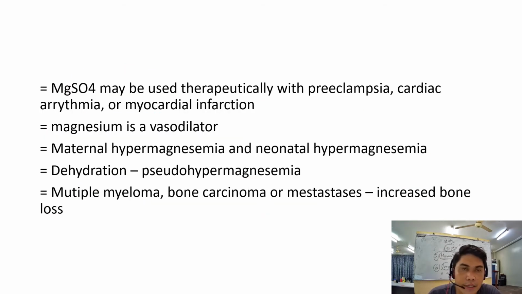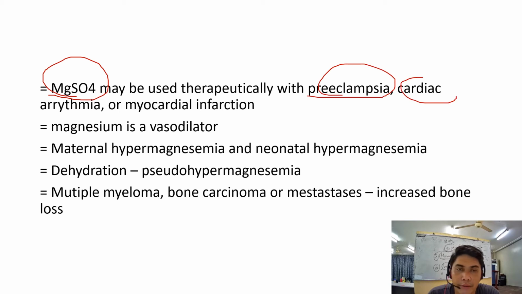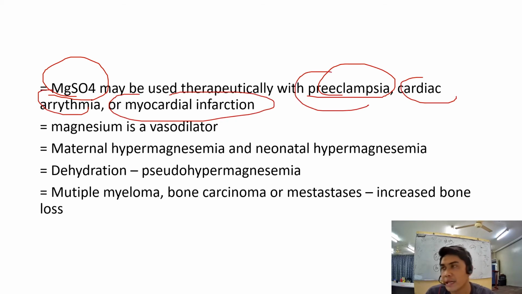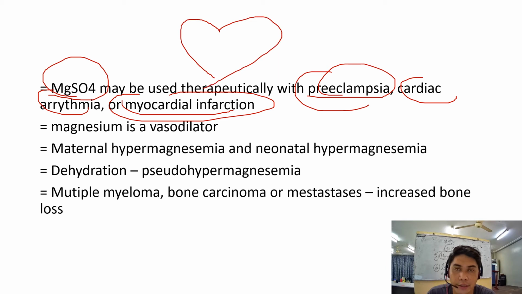Okay, next is the use of magnesium sulfate to treat preeclampsia, cardiac arrhythmia, or myocardial infarction. Preeclampsia is hypertension in pregnant women. For myocardial infarction, infarction means death of tissue. The reason there's death of a certain portion of the heart is that you have an atherosclerotic blood vessel, and that blood vessel cannot supply oxygen to this area.